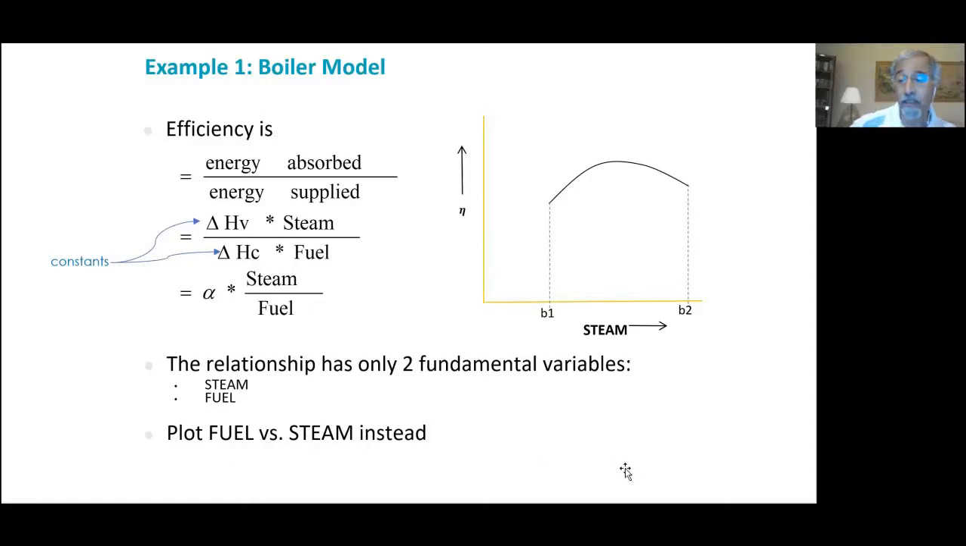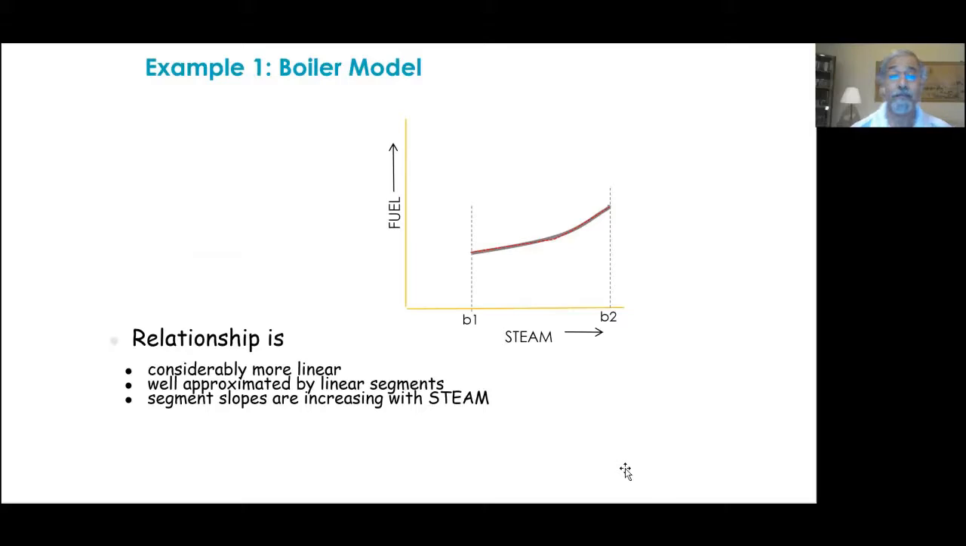Let's see what kind of relationship that is. If you plot fuel versus steam for a boiler, the curve is going to look something like this. It's way more linear. There are no peaks. It can be very closely approximated by linear segments, shown in red there, and you can have as many segments as you want. An interesting property of these segments is that the slope is increasing as you increase the steam load. You're going to use that fact later on in a slide. Okay.